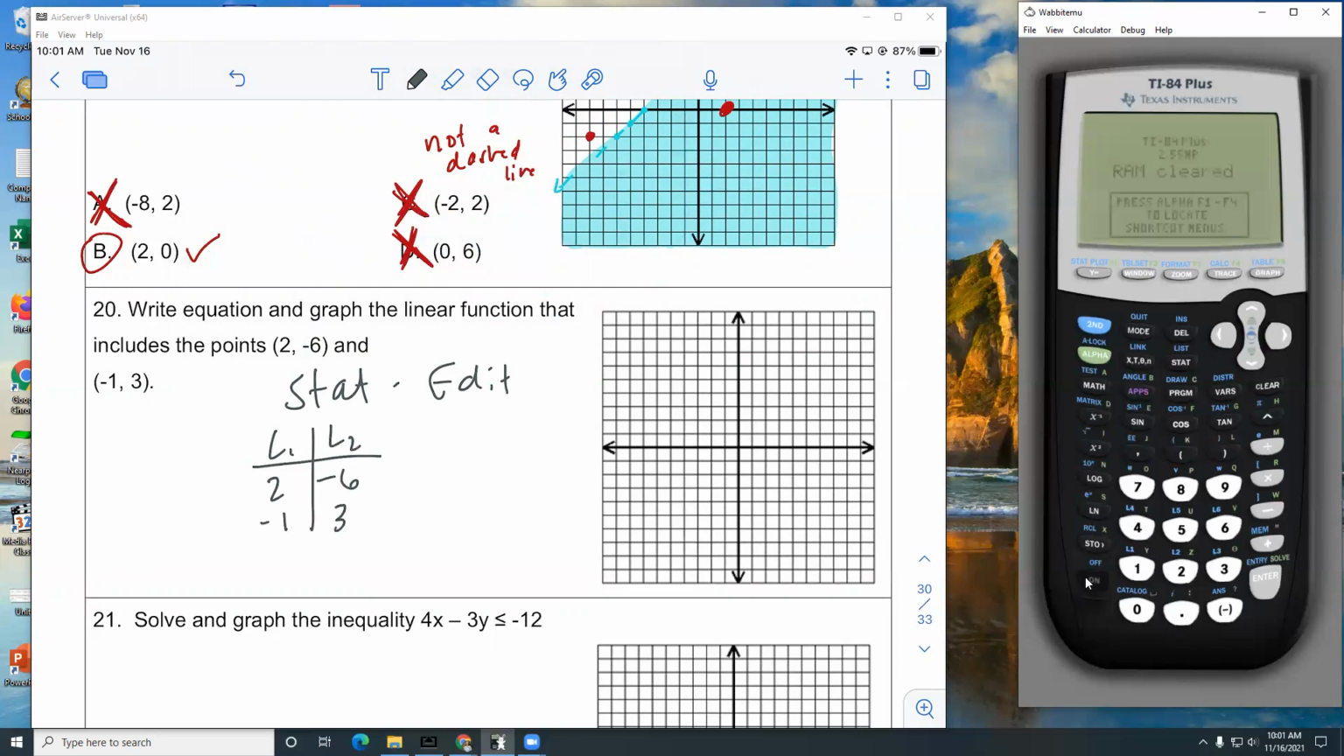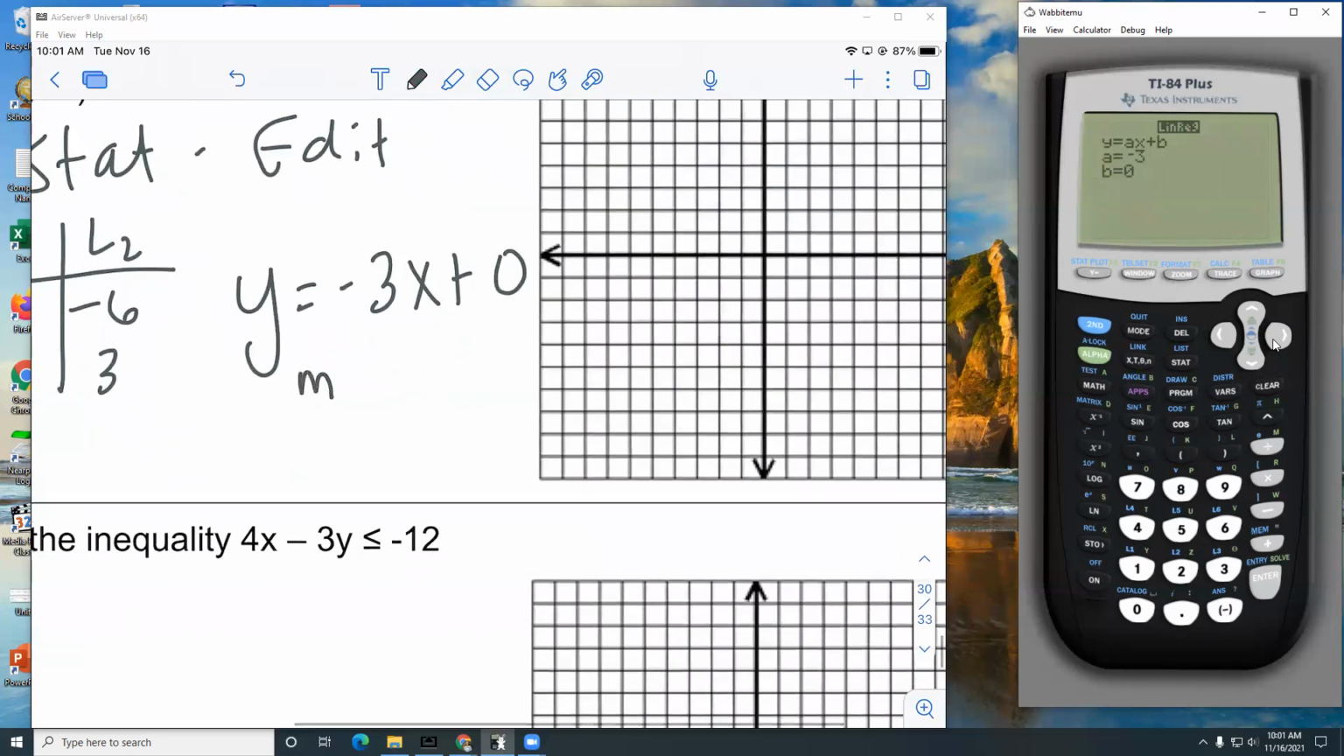So in your calculator, do stat edit. Type in 2 and type in negative 1. In L2, type in -6 and 3. Then press stat, over to calc, down to number 4. Enter, enter, enter, enter. And I get the equation y equals -3x plus 0. So my slope is -3.